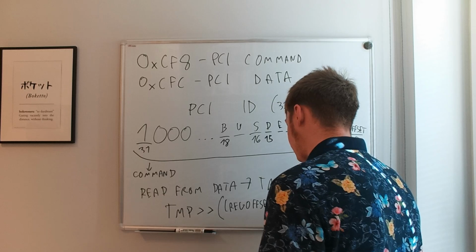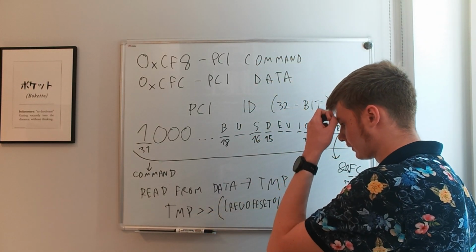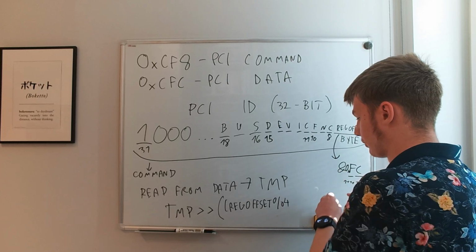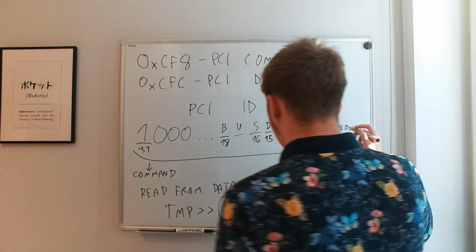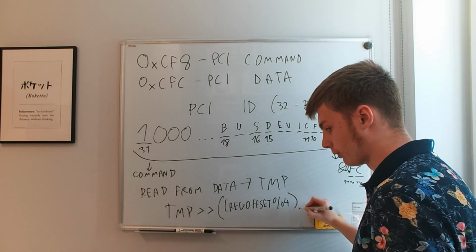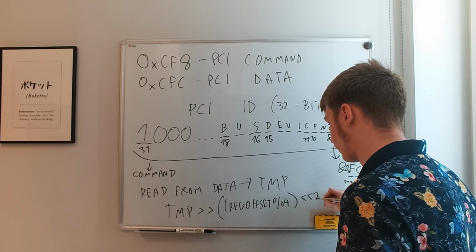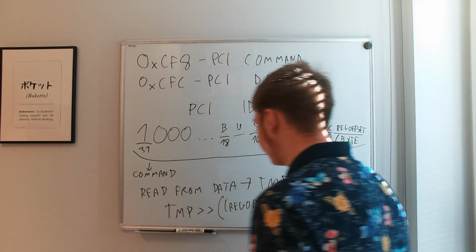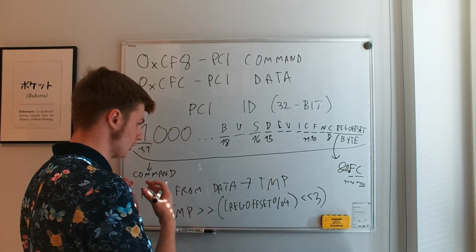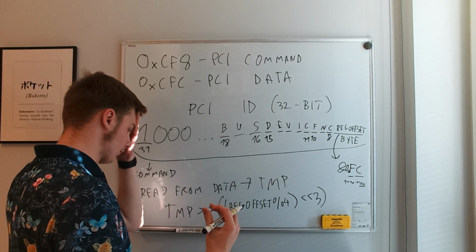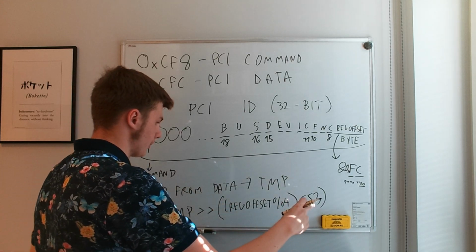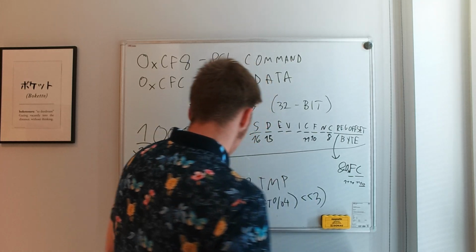by our register offset modulo 4, because as I've said, we have grouped this into groups of 4, right? So we only specify the register offset after what we haven't specified. So it's modulo 4, and it's shifted by 3. So you shift this to the right and this will give you the proper value that you want.